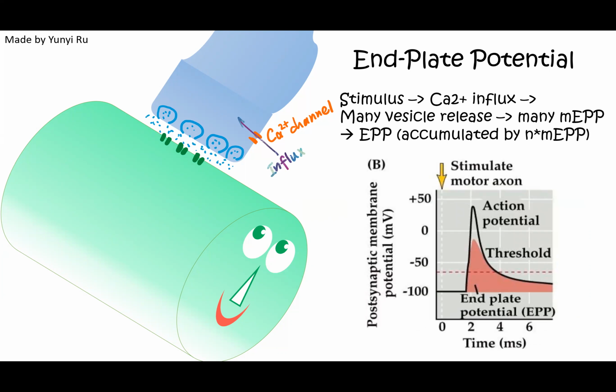When there is a stimulus on the presynaptic membrane, calcium ions flow into the axon terminal via voltage-gated calcium channels, which results in the release of a number of vesicles. As a result, a number of MEPPs accumulate at the postsynaptic membrane, which leads to a bigger end plate potential.